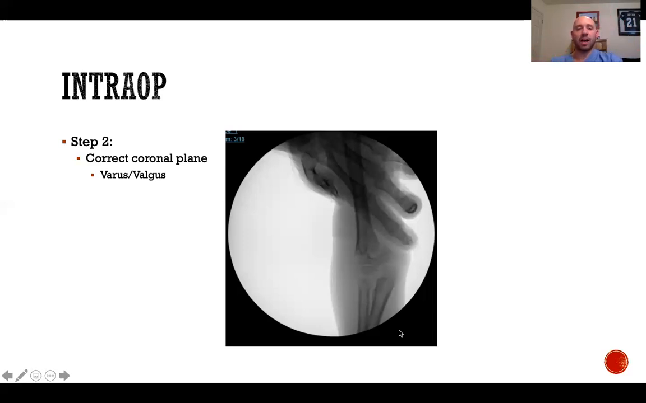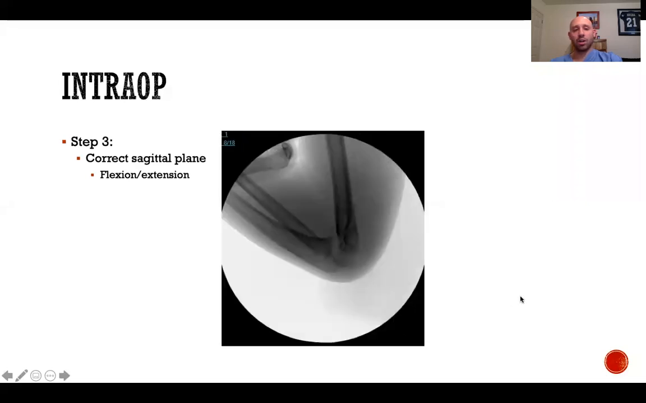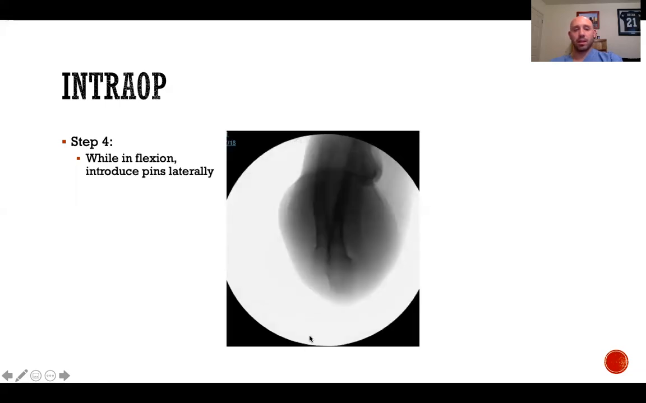Once you are satisfied with your coronal plane, then you're going to want to correct the sagittal plane. And so the way you do this, as you can see here, is you flex up the elbow. Some other times you might have to direct a posterior to anterior directed force at the elbow. So you may want to do a force like this to push that fragment anteriorly, because it's an extension type injury. Once you're happy with your sagittal alignment, then you're going to hyperflex, and you're going to start introducing your pins.